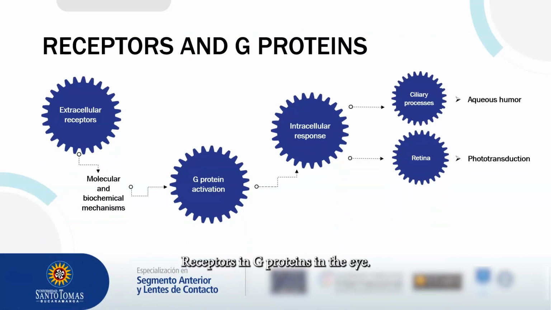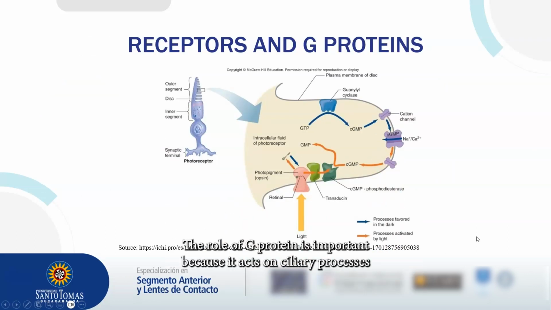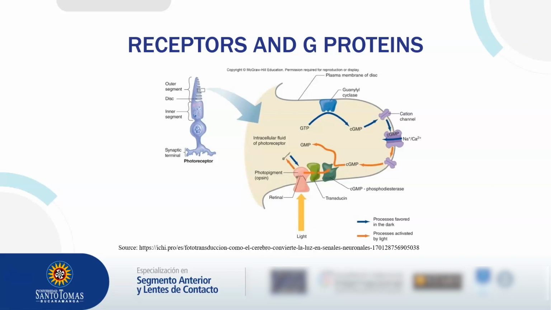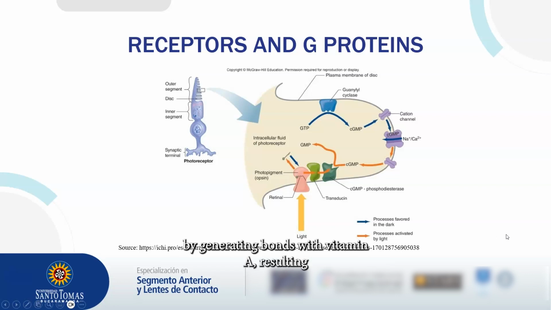Receptors and G proteins in the eye: there are extracellular receptors that induce an intracellular response through the activation of the G protein located at the cytoplasmic level. This is achieved through specific molecular and biochemical mechanisms. In the human eye, the role of G protein is important because it acts on ciliary processes to generate aqueous humor. At the retinal level, G protein plays a fundamental role in phototransduction by generating bonds with vitamin A, resulting in the conversion of luminous stimuli into images.